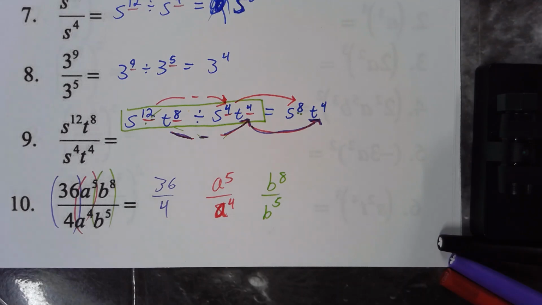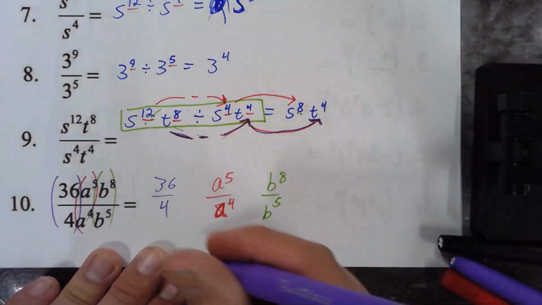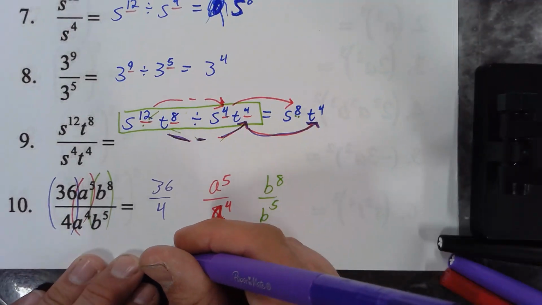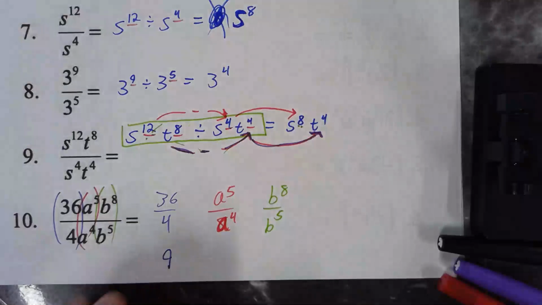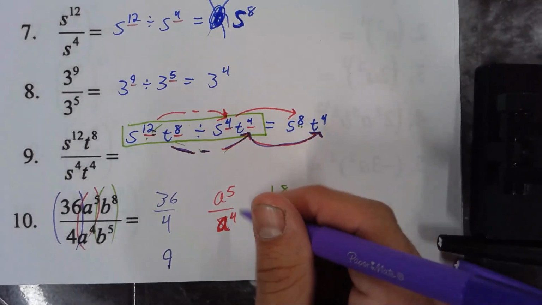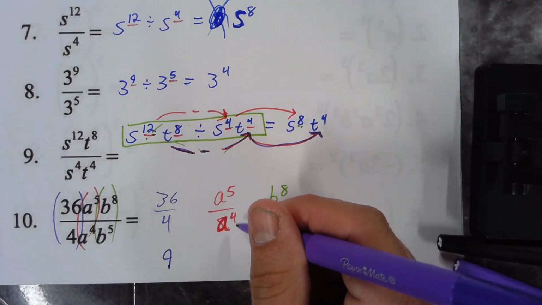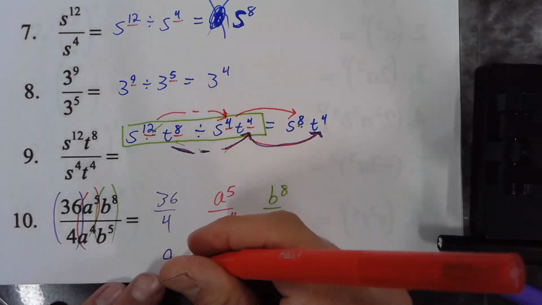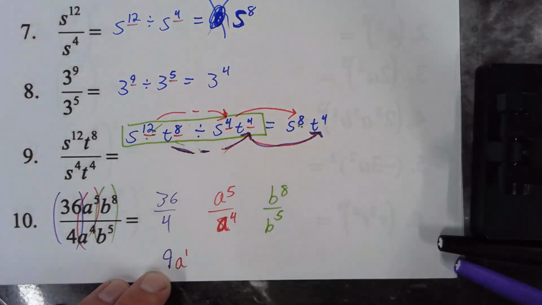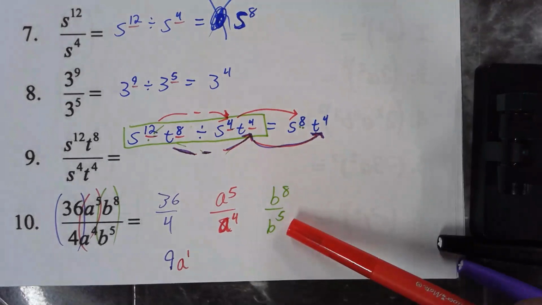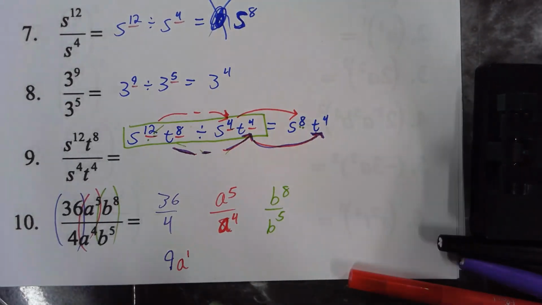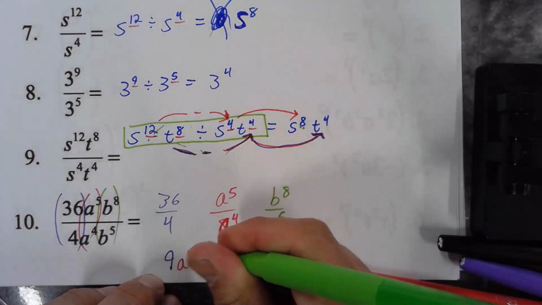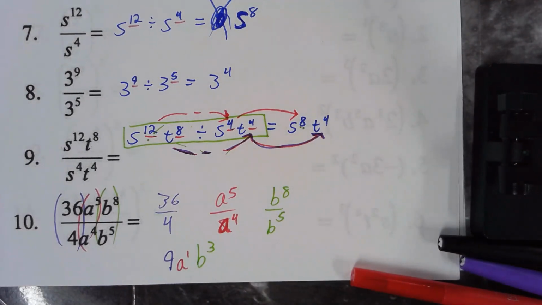Yeah, so you basically do what I'm doing, but you're just not doing the step, which is okay. Yeah, you can do it like that. So 36 divided by 4 is what, guys? 9, yep. If you don't know that, you can look at the multiplication table or do it on a calculator. A to the fifth divided by a to the fourth. I'm subtracting the exponents, so what's 5 minus 4? 1. B to the eighth divided by b to the fifth would be what? 3. B to the 3, yep. And there we go, that would be our answer right there.